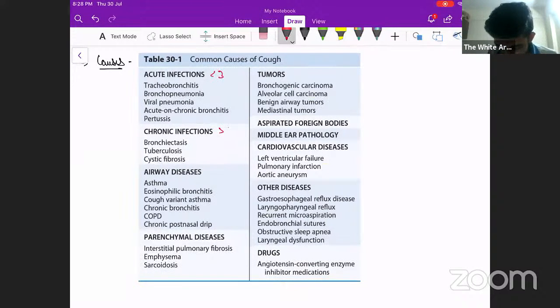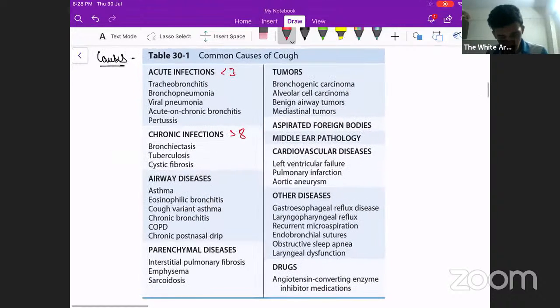Chronic is greater than 8 weeks, and 3 to 8 weeks being the subacute phase, the subacute cough. So acute means usually it is infections or allergic history. Like tracheobronchitis, again, it can be either because of infection or allergic. Then it can be bronchopneumonia, viral pneumonia, or due to any parasitic and fungal infection. Acute or chronic bronchitis and pertussis we can think of. So this being the most common cause.